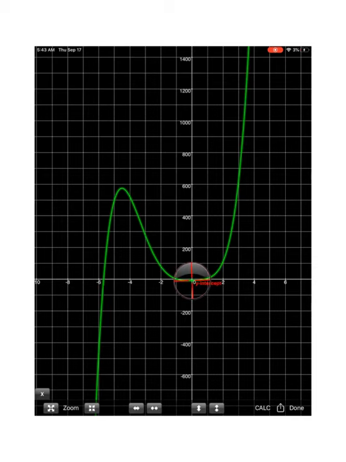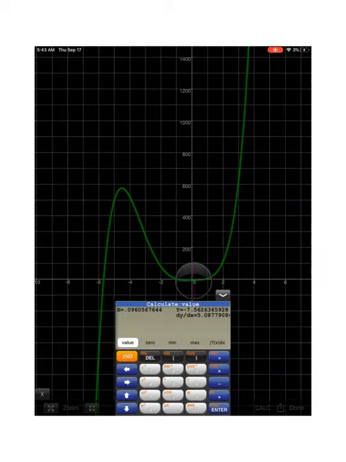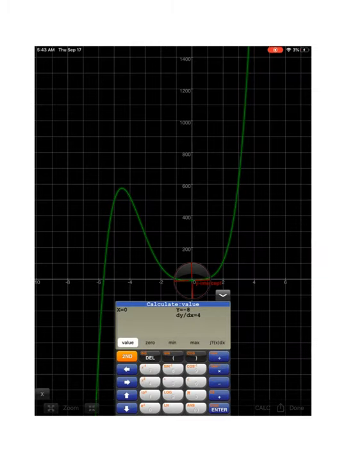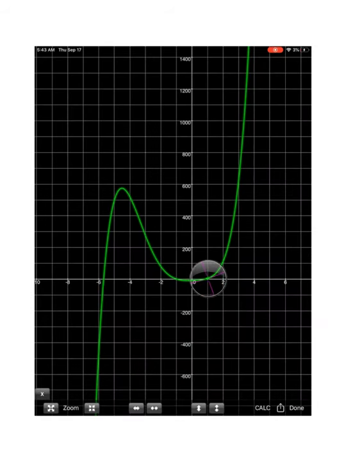And here's the y-intercept. If I press calculate, it tells me my y-intercept is (0, -8). Here's another 0. So this is how you would find anything that you need for the assignment on your graphing calculator here.